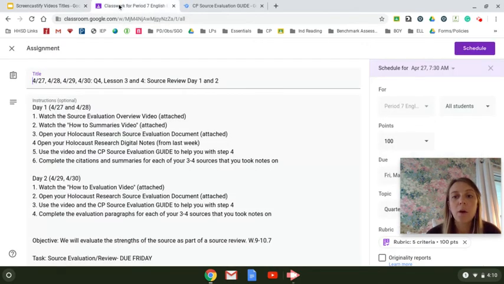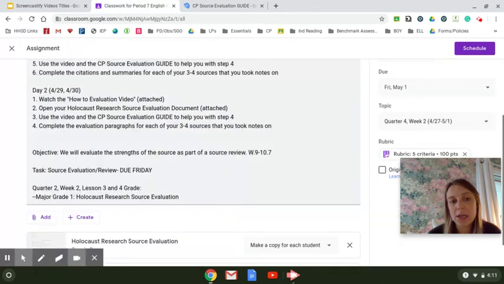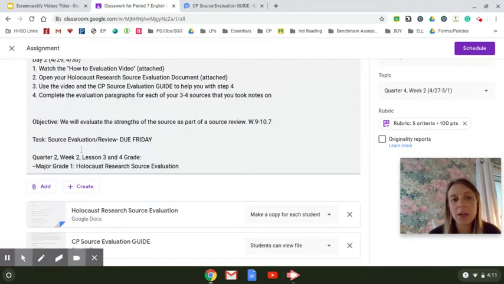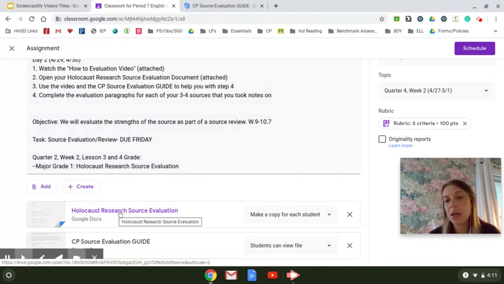So when you look at the Google Classroom assignment, it's going to break it up into the 2 different days for you. It has the objective and then the major grade, and here it is. It's attached here, and it's going to make you your own copy. So you would do all your work there and then submit it. You're going to need your digital notes where you did the citations last week and you took all your notes. That will help you to do this project.